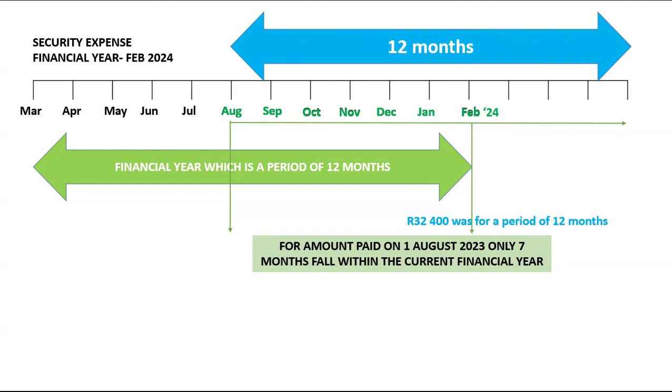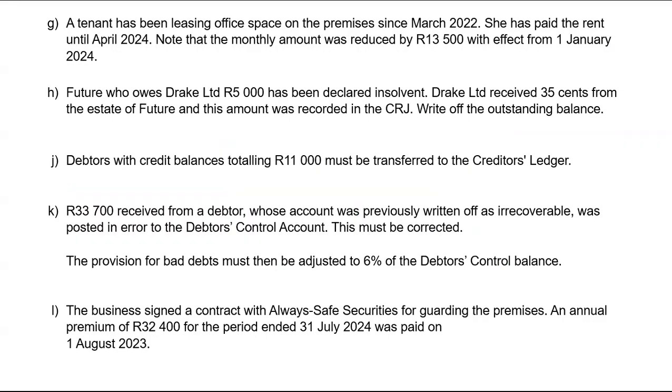Now, this 32,400, was it included in the insurance expense? Did they say it was included? I don't think they said it was included. However, they implied that it was included because they said it was paid.